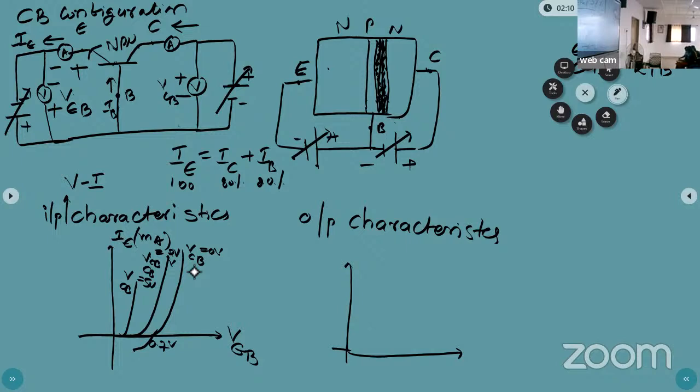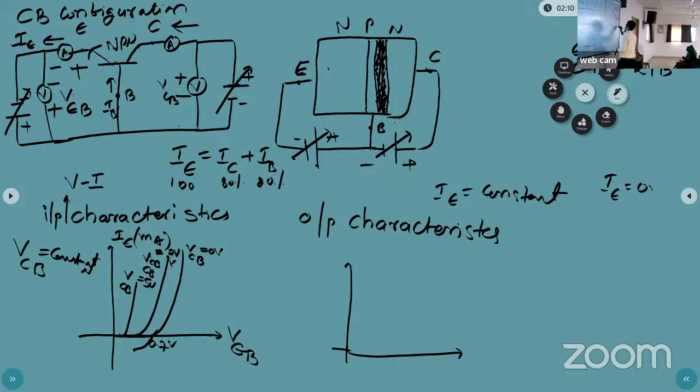Okay, so to draw the output characteristics, you keep the input current constant. We are not keeping the output voltage constant; we are keeping the input current constant for the output characteristics. Okay. Now, first one, you can take input current 0 milliamps.